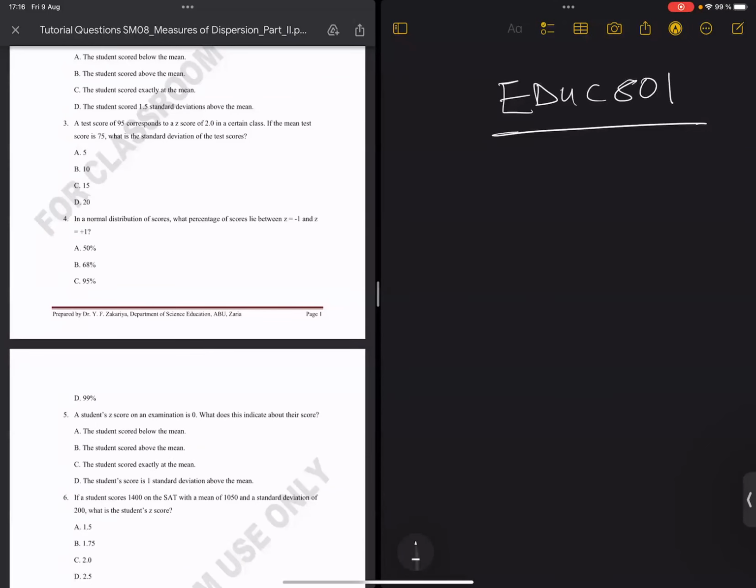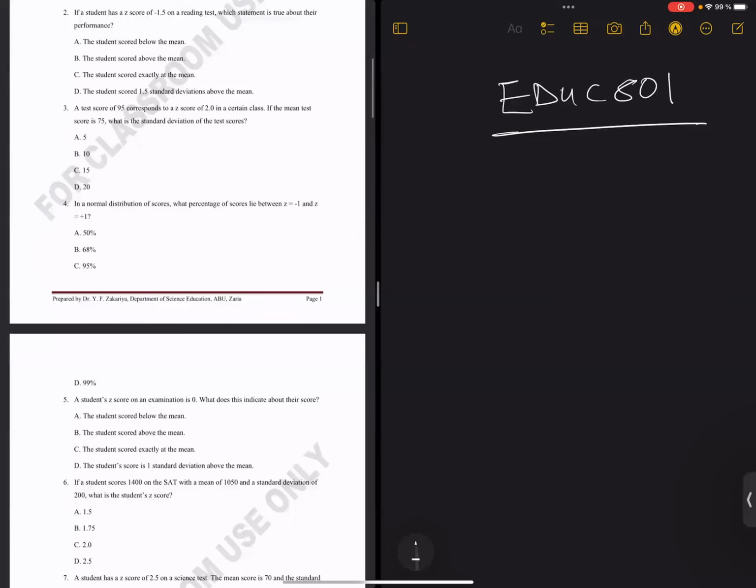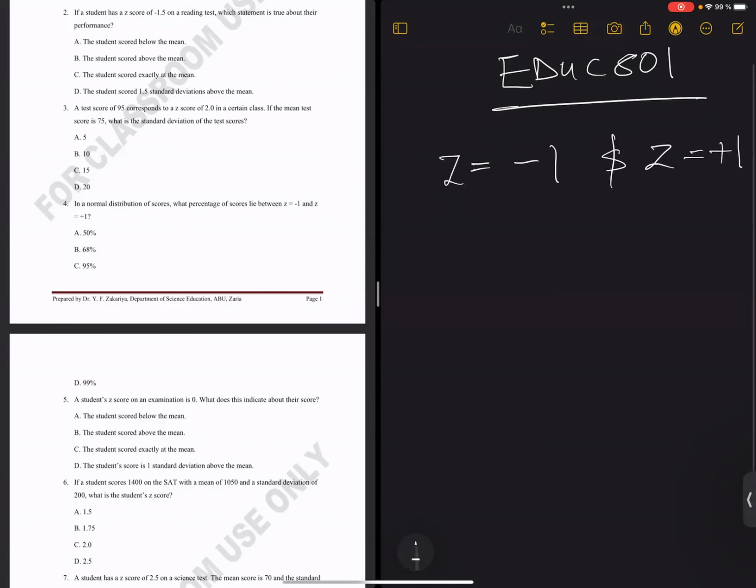Question number 4 says, in a normal distribution of scores, what percentage of scores lie between z equals -1 and z equals +1? For the z-score, which is actually the standard score, I think the last time we mentioned it, let me give you the distribution. It looks like this. Of course, this is not perfect.